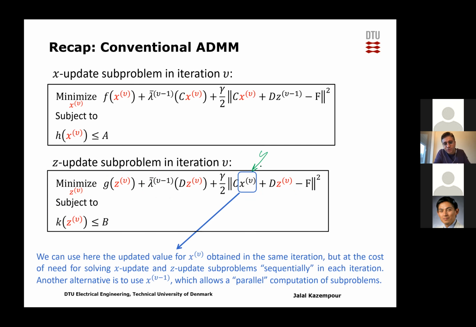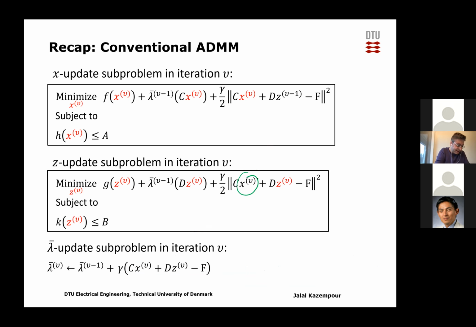So yesterday we talked that we can use the updated x in z subproblem, but the cost is that now we have to first solve x update and then z update. So in each iteration, we need to solve our subproblems sequentially. It will converge faster because we are using the most updated information about x in the z update subproblem, but we are losing the capability of solving the two subproblems in parallel. The other alternative is that instead of having x in iteration new, we use the value of x that we got in the previous iteration, new minus 1, then we can solve x and z subproblems separately in parallel.